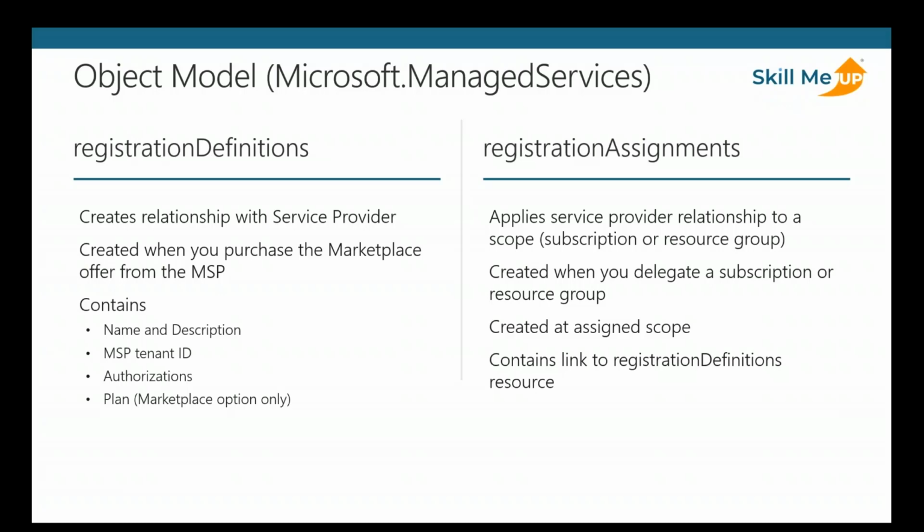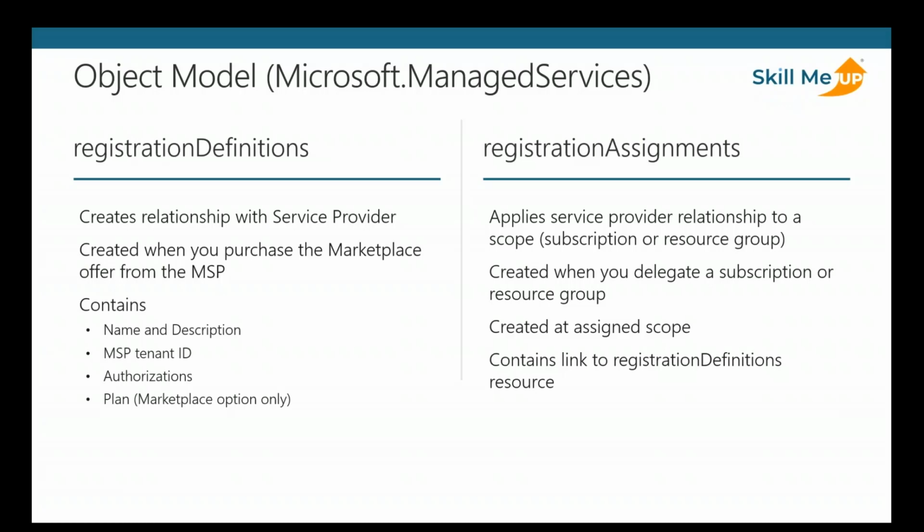There's the name and description, the tenant ID of the MSP, the authorizations, so the permissions that we're granting, and the details of the plan if it's been done through the marketplace. And then the registration assignment, that was the second step. When I was in the portal and I delegated to say, okay, yeah, you can have access to this resource group and this resource group or this subscription. That second bit, that was where we created a registration assignment.